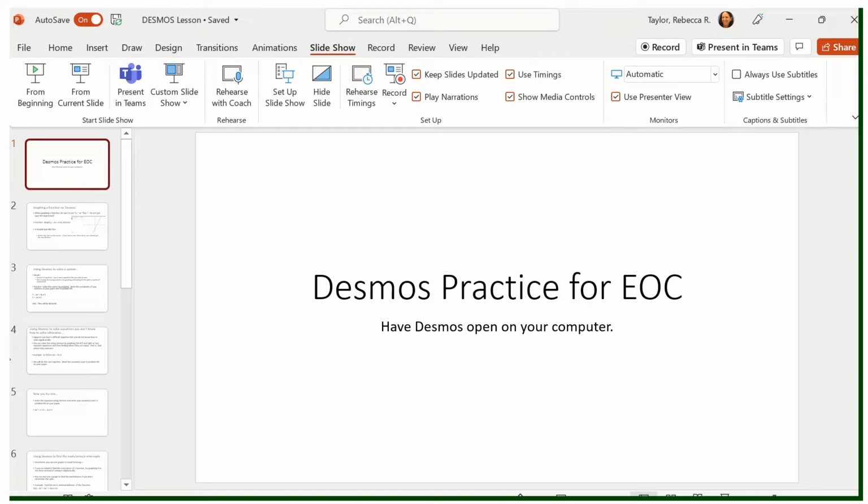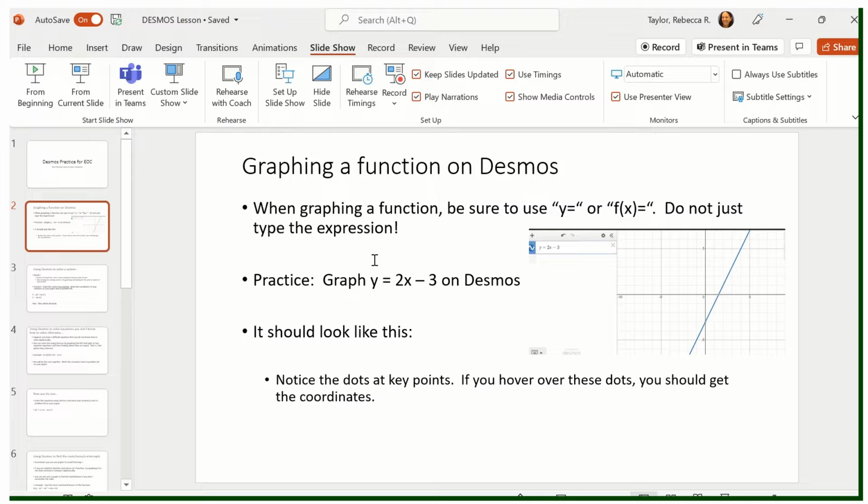Okay, great. So I want to take you through some of the stuff that Desmos can do for you. If you have access to the Desmos calculator during your EOC, it would be silly not to use it and not to know some of the things you can do with it. So the first thing, for those of you that haven't, is just get some experience graphing a function on Desmos.